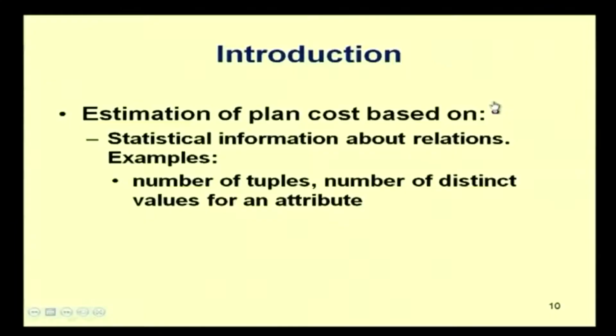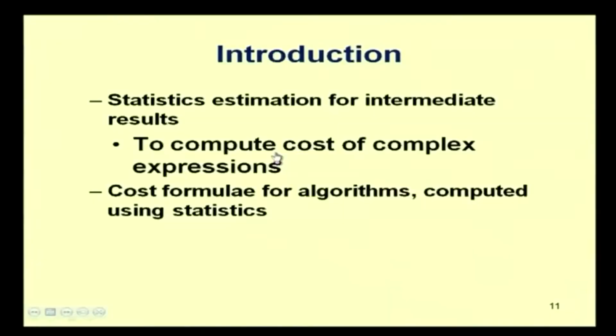Estimation of plan cost is dependent upon many things. One main thing is the statistical information about the relation. For example, the number of tuples and the number of distinct values for an attribute; all these together will decide which you should do first. So, cost formulae for algorithms are computed mainly using statistics, and you also do statistical estimation for intermediate results.